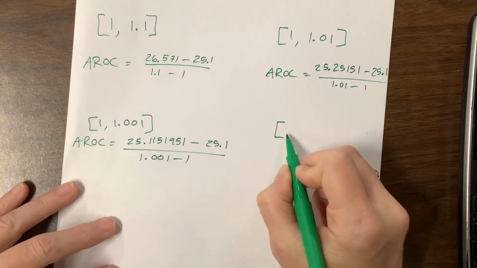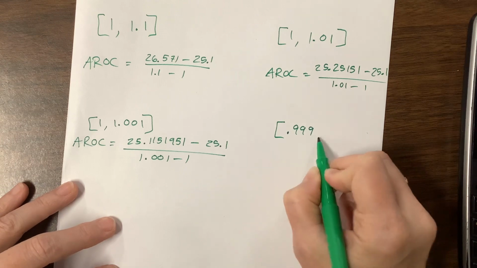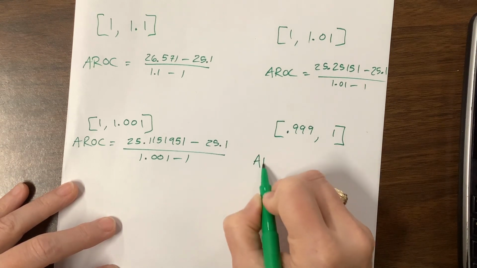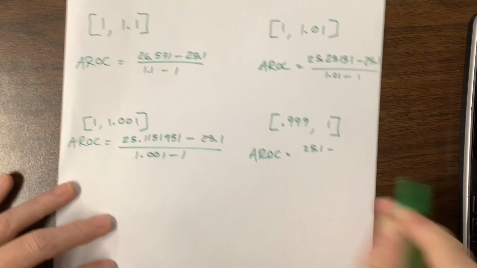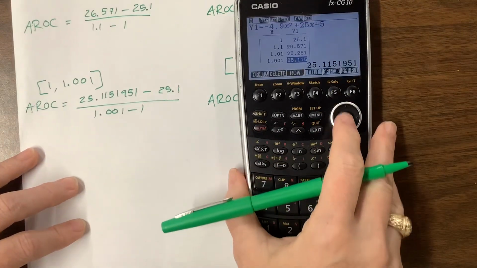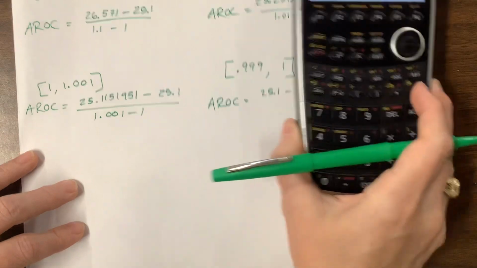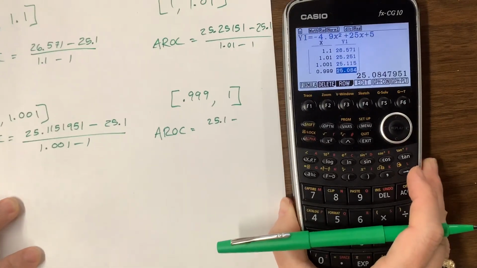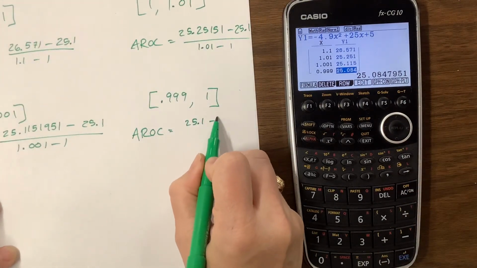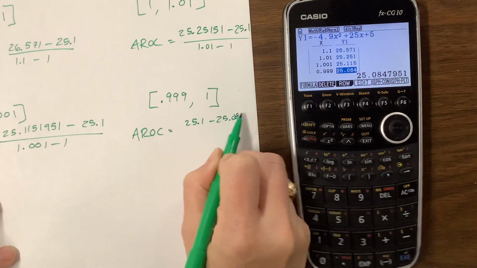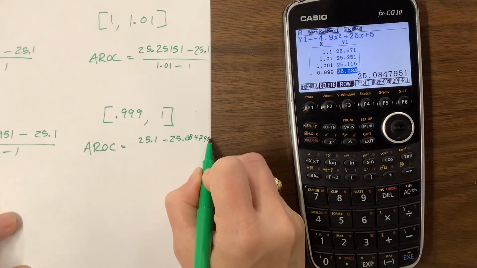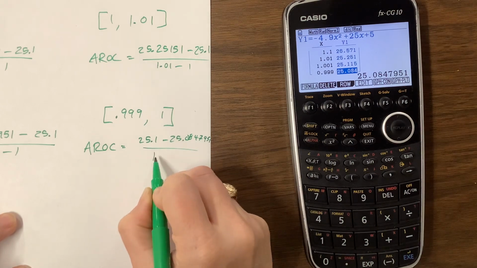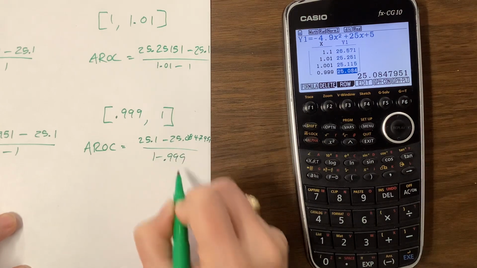And then the other thing that we did was this 0.999 to 1. And so that average rate of change is now going to be 25.1 minus, well, coming back to my calculator, see if you can see as I write this, 25.0847951, all over 1 minus 0.999.